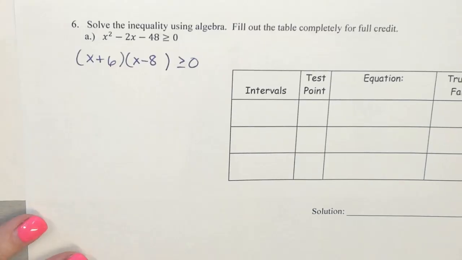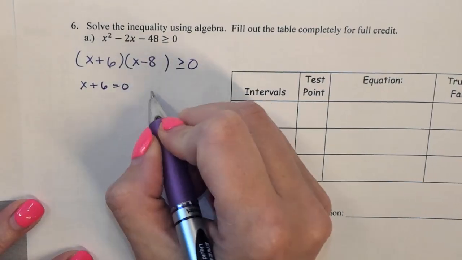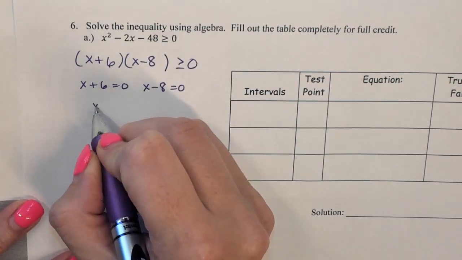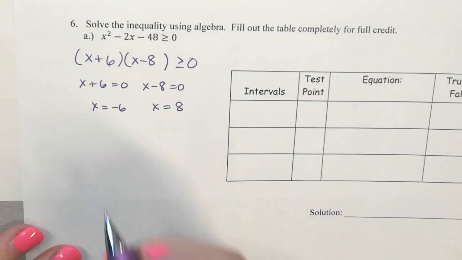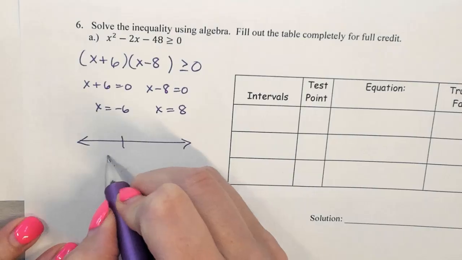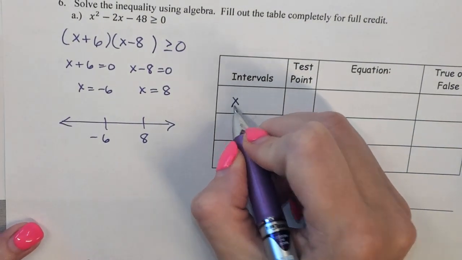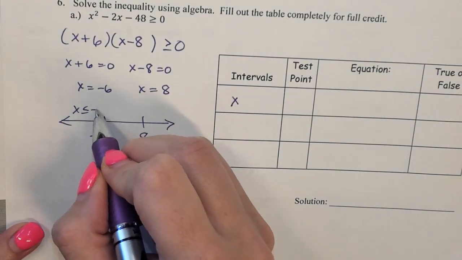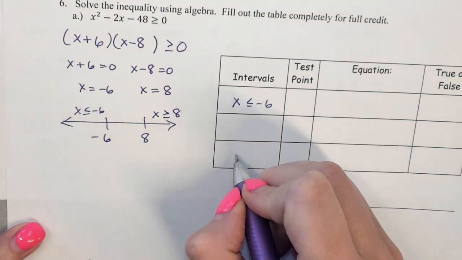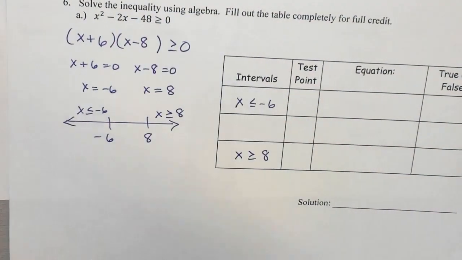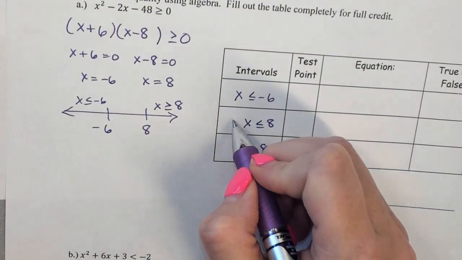Okay, from there you can do your critical values. Your critical values are formed when you set these equal to 0 and solve. So x is negative 6 or x is 8. When you are thinking of your intervals, negative 6 goes first, 8 goes second. So this one is x less than or equal to negative 6. This one is always going to be greater than or greater than or equal to, it just depends on the sign you're given. And then this one is in the middle.